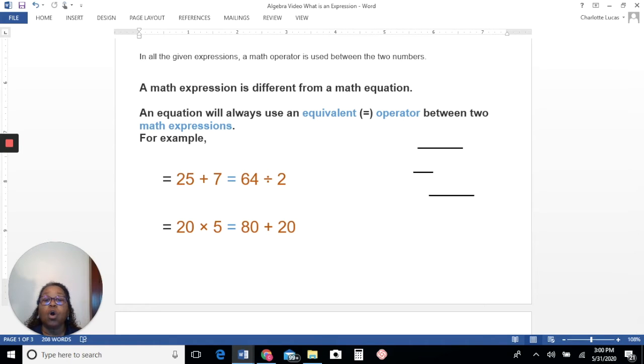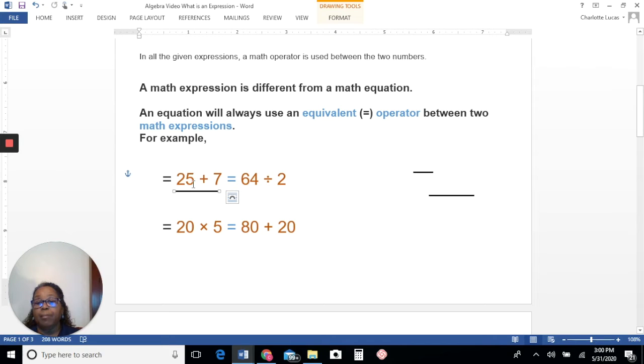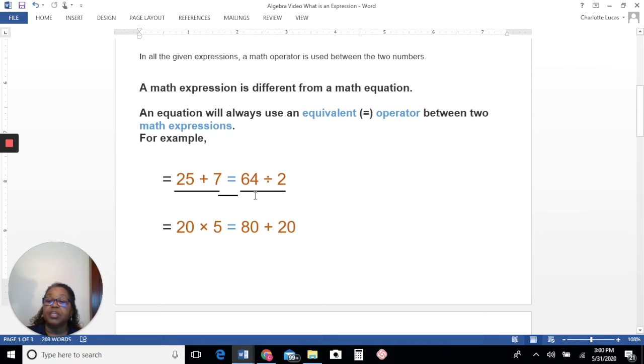An equation will always use an equivalent operator, an equal sign, between two math expressions. So here is a math expression. Two numbers with a math operator in the middle. Here's another math expression. Two numbers with a math operator in the middle. And here is your equivalent operator, the equal sign. Now you have two math expressions with an equivalent operator in the middle. That is a math equation.